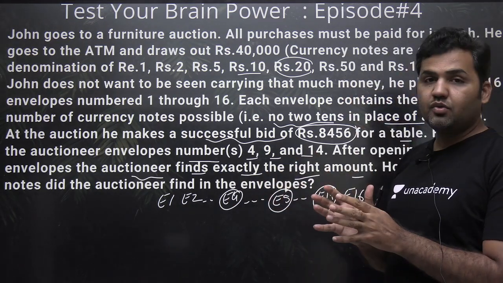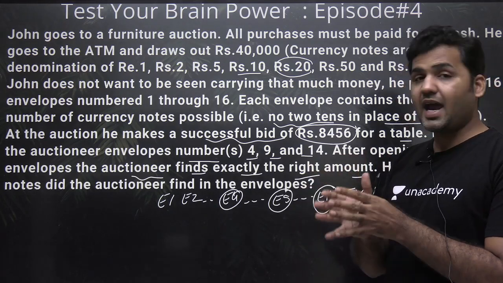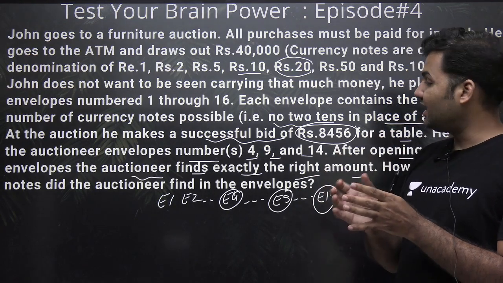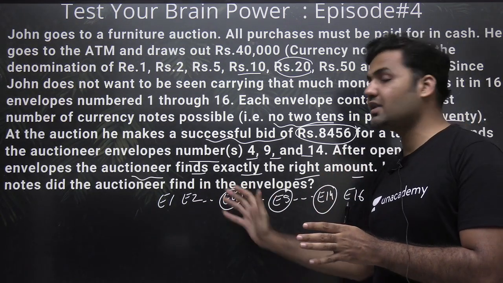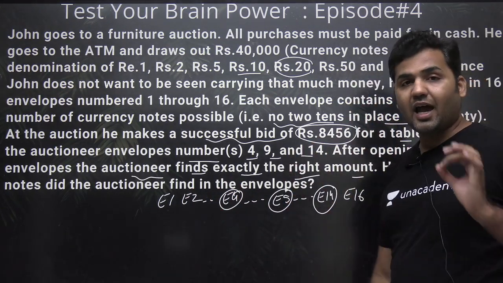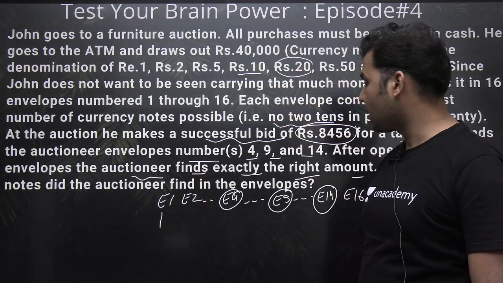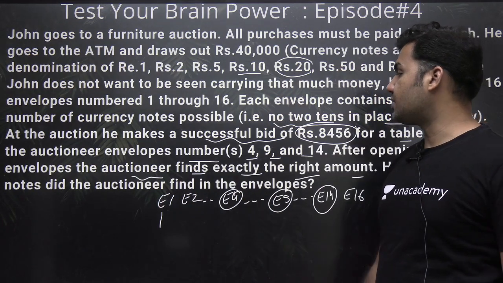Now my job is to use the least possible number of notes to put the money inside the envelopes, and secondly, I need to put the money in the envelopes in such a way that any amount of money can be paid using these envelope numbers. Now, first of all, he will definitely have to put 1 rupee in any one of these envelopes, right? Let's say in envelope number 1, he's putting a 1 rupee note.